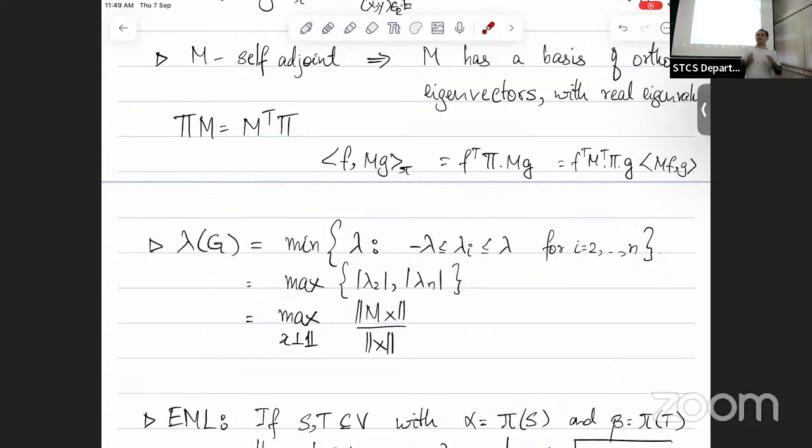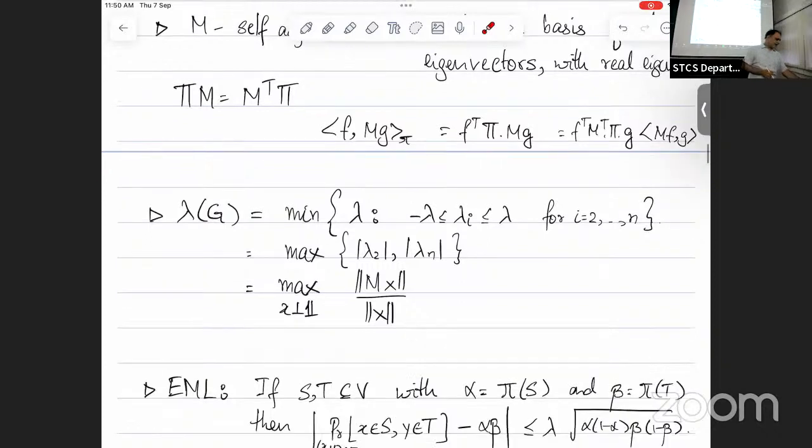You basically want to say, what is the guaranteed shrinkage you have for a vector that is orthogonal to the all ones vector? That is, I apply M, and for any vector, as long as you promise me that it's orthogonal to the all ones vector, the length shrinks by this much. The worst case shrinkage is what lambda g refers to. And if you think about the vector x that maximizes this, you'll basically choose either v2 or vn, depending on which one has larger absolute value.